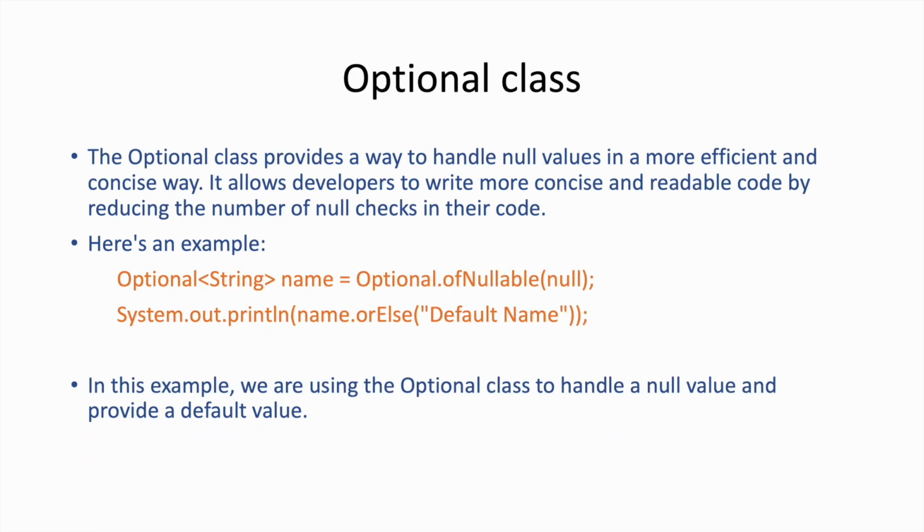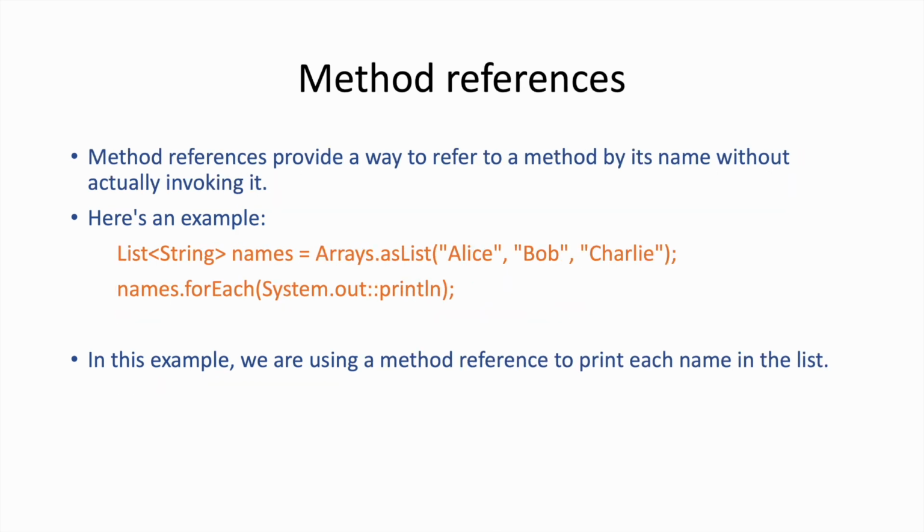We also have the Optional class. The Optional class provides a way to handle null values in a more efficient and concise way. It allows developers to write more concise and readable code by reducing the number of null checks in their code. Here's an example. In this example, we are using the Optional class to handle a null value and provide a default value.